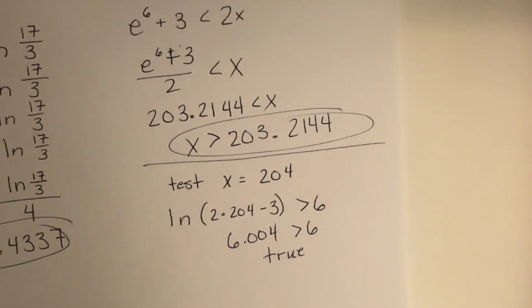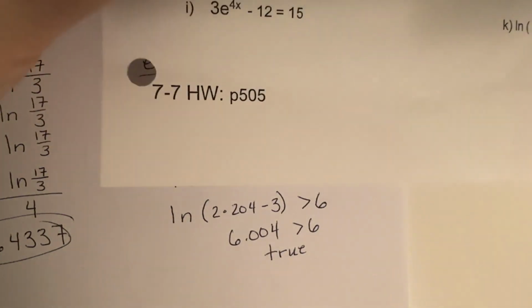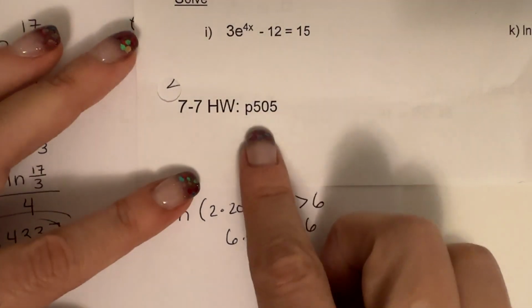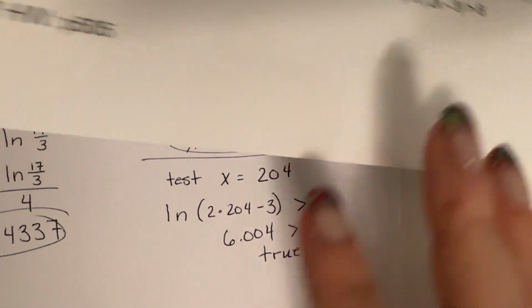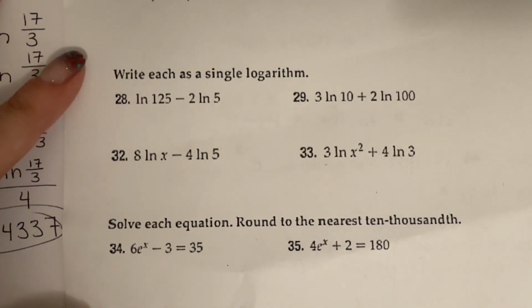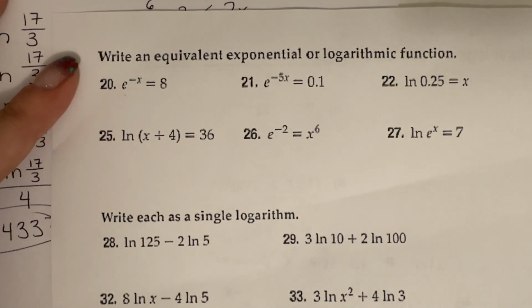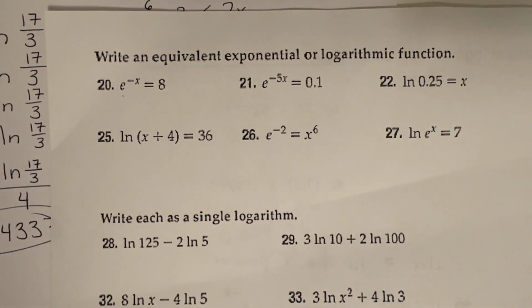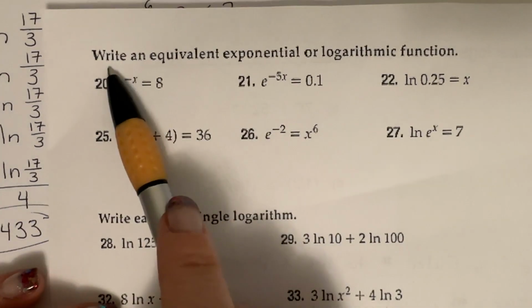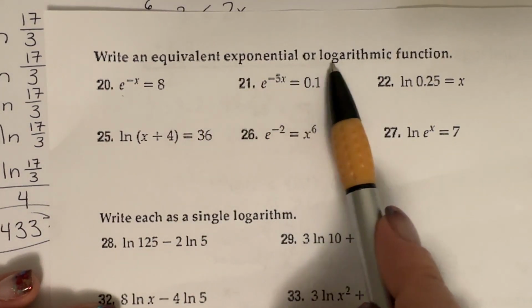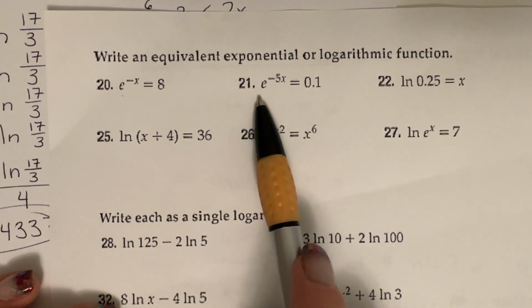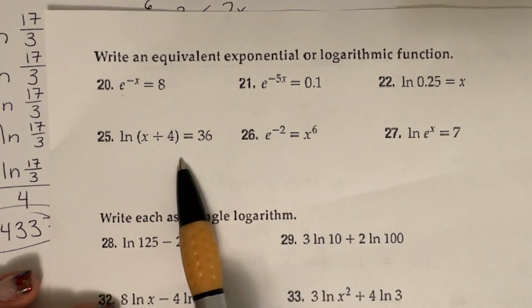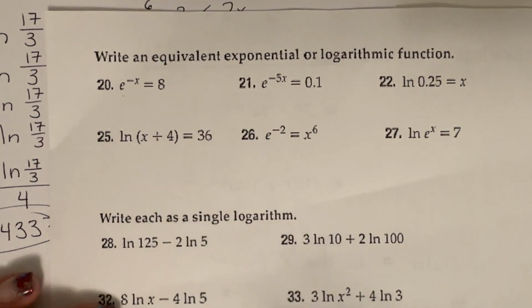Now, if you look down at the bottom of your paper right here, it says your homework is on page 505. If you flip it over, that would be all of these problems that are on the back side. Please do the odd problems only. So right up here, it says write an equivalent exponential or log function. So this one you need to turn to a log. This one you need to turn to an exponential.